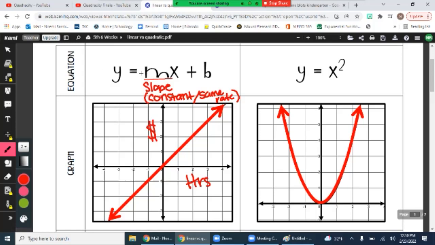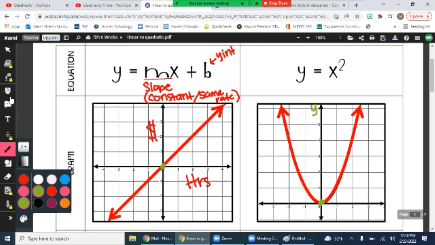Okay. What else does that equation have that the other doesn't? B represents the y-intercept. What is the y-intercept on a graph? Where it crosses the y-axis. Now look at that U shape. Look at the parabola. Does it cross the y-axis? Yes, it does. It crosses the y-axis right here. This is my y-axis. It's crossing over that y-axis. So they both have y-intercept. Even though it's not included in this equation, they both can have y-intercepts, but that is the biggest difference.